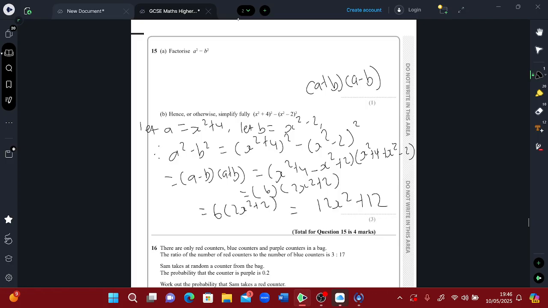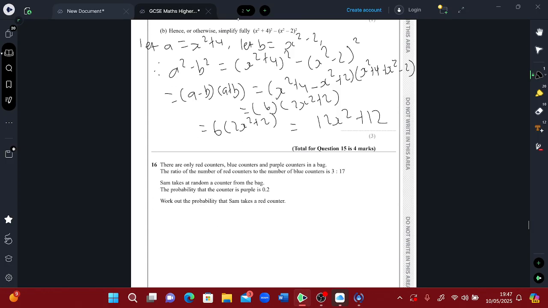Okay, and that should be your answer here. You could factorize, I guess, if you wanted to, 12 times x squared plus 1. That's up to you. Yeah, the mark scheme says either way, that's fine. But yeah, that's how you'd approach that. Read, study, and you should be able to make a link with part A here.